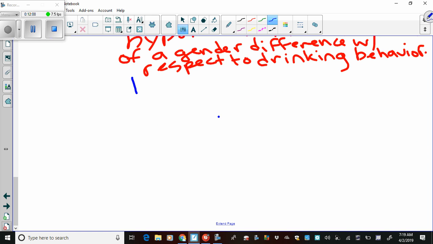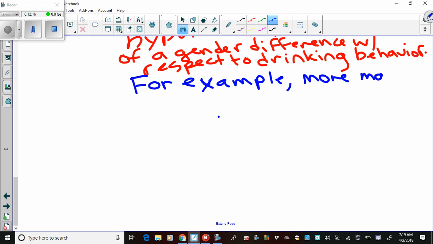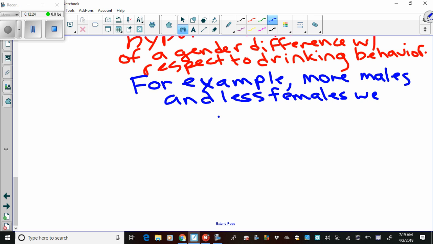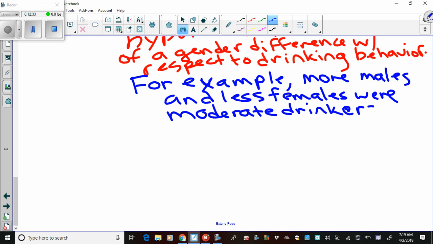So for example, more males and less females were moderate drinkers than expected.